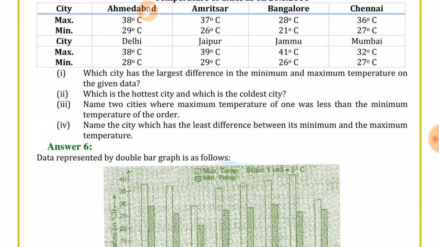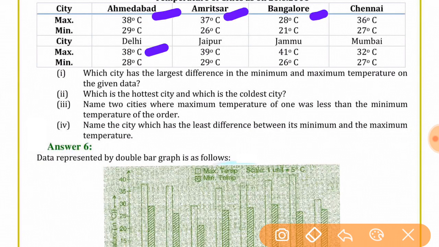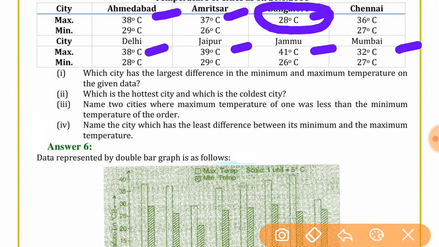See the maximum temperatures: 38, 35, 28, 36, 38, 39, 41, 32. Which is less here? The maximum temperature which is less is Bangalore's. So this is less than the minimum temperature of the other. Which minimum is highest here? 28 is highest. So see, this 28 is less, no? The maximum temperature is less than the minimum. Which is that? Jaipur and Ahmedabad.